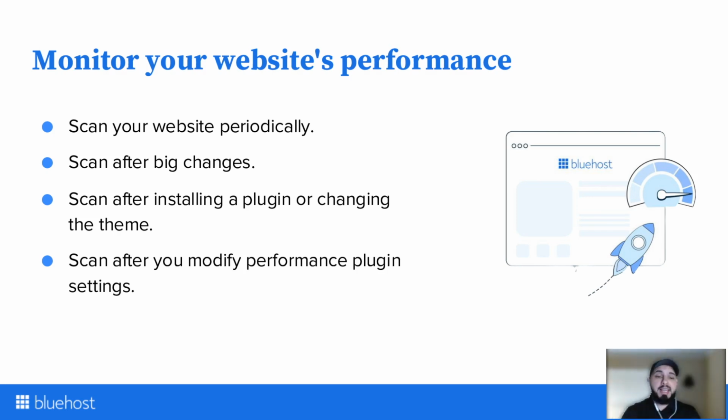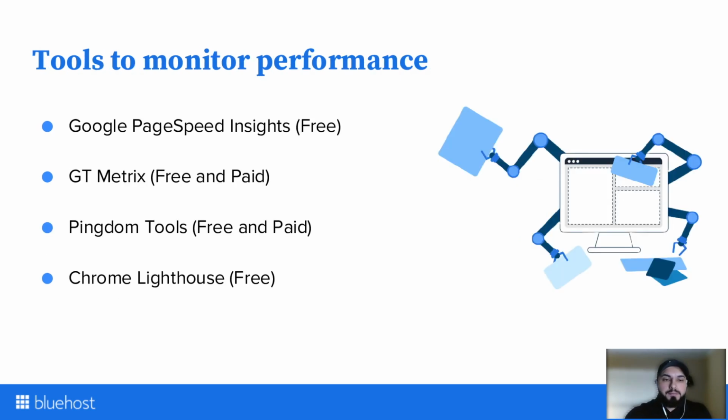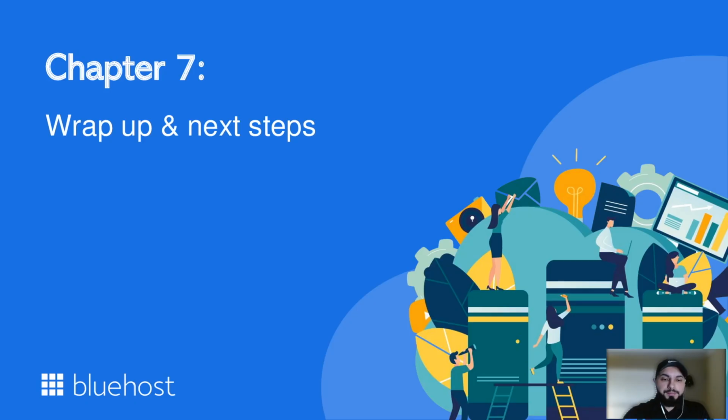You should also scan it after installing a new plugin or changing the theme, and also after you modify the performance plugin settings. So if you went to the caching plugin or the performance plugin and you've made a few changes, you should scan it again just to make sure these changes did not break something or make the website slower. And you can use the same tools to diagnose the problems to monitor the performance, like Google PageSpeed Insights, GTmetrix, Pingdom Tools, and Chrome Lighthouse.